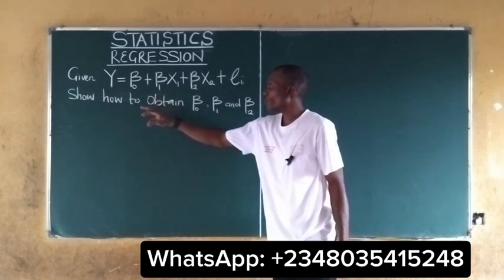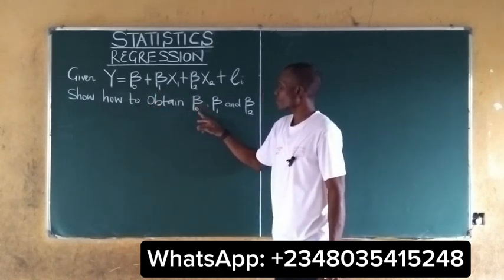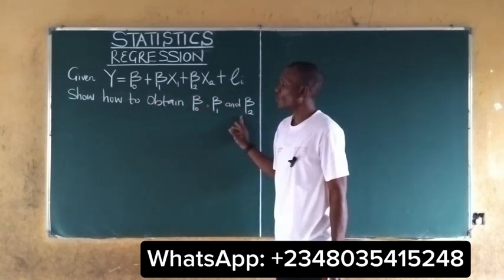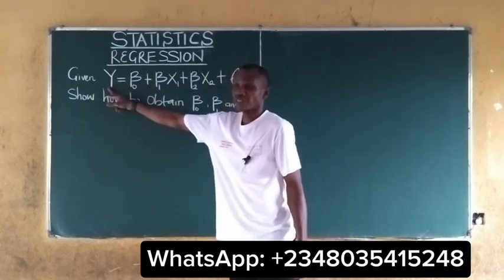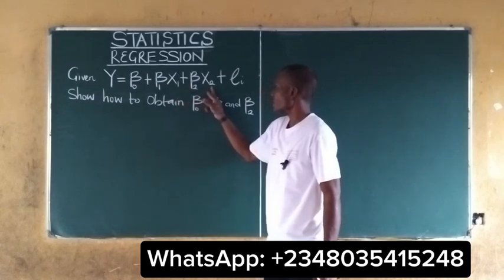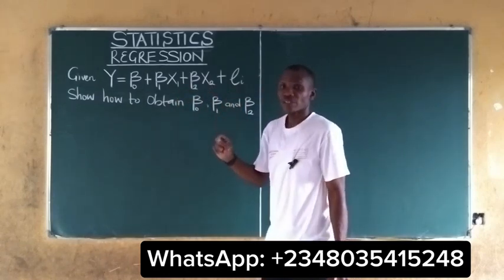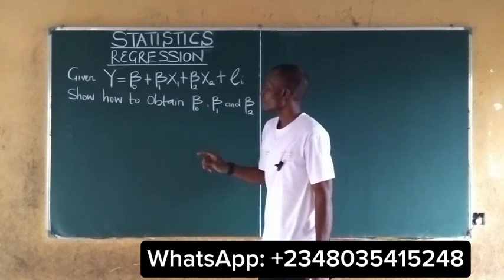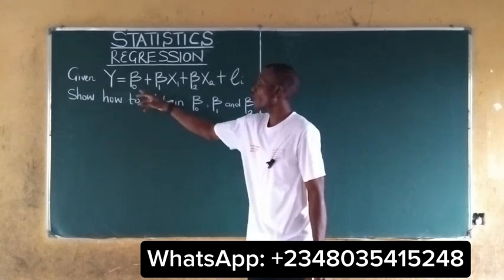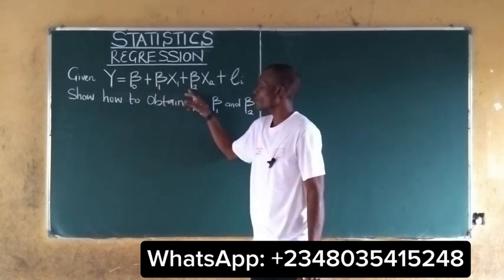We are asked to show how to obtain B0, B1, and B2. Of course, we know that Y is the dependent variable, while X1 and X2 are the independent variables. E is the error term. So we'll now show how to obtain B0, B1, and B2.